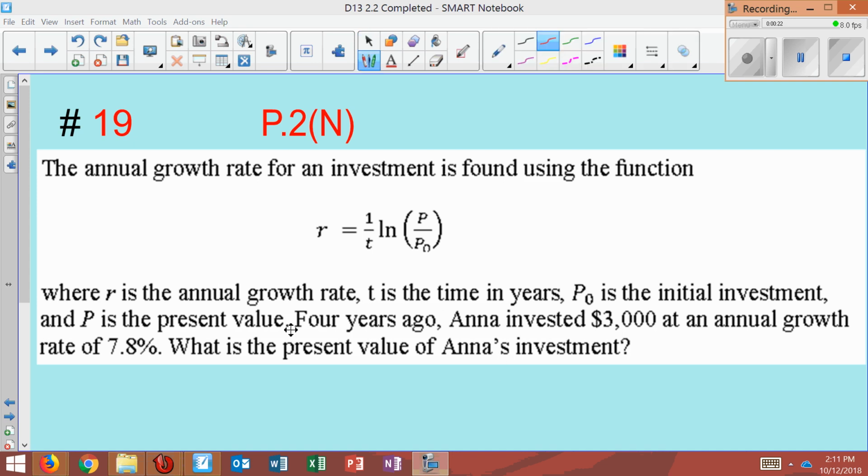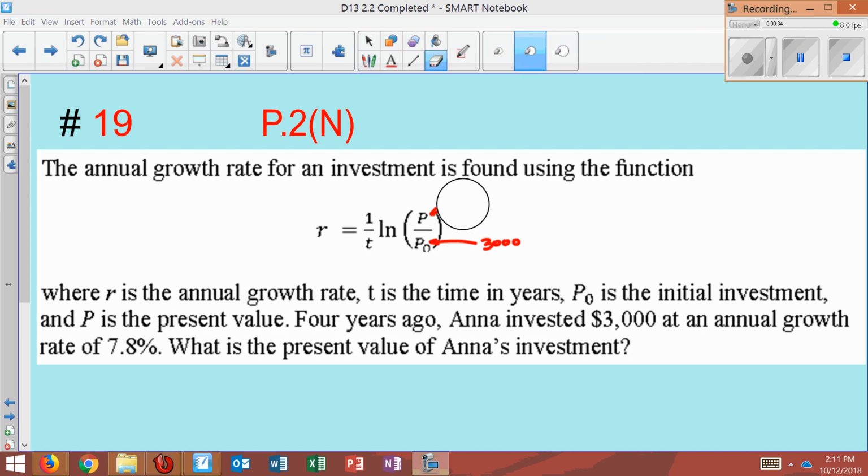All right, so we've got some values here. We know that the present value, oh no, we don't know the present value. That's what we're looking for. What we have is the initial value, which was $3,000. What we do know is that the time is 4 years, and we know the rate was 7.8%.